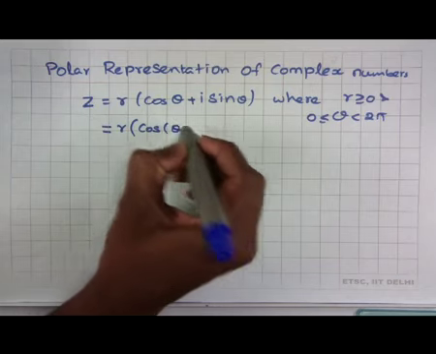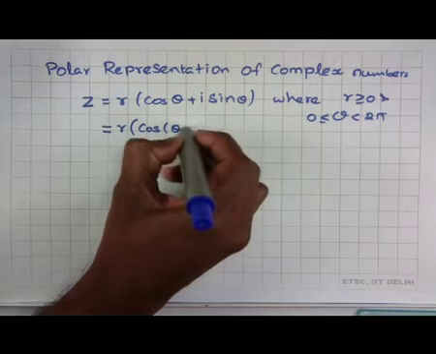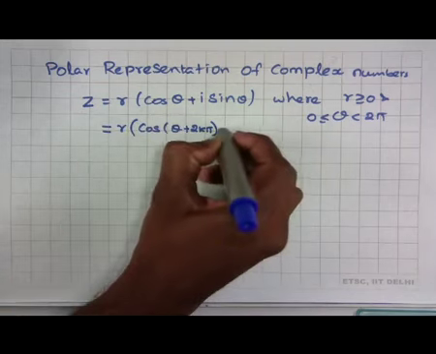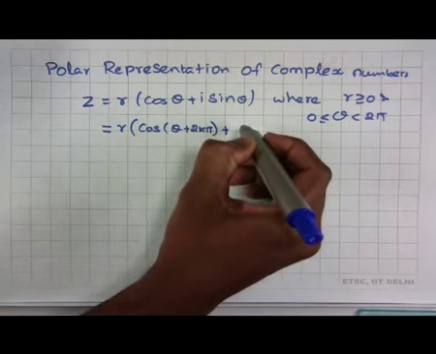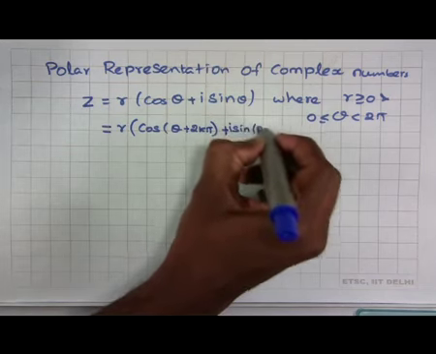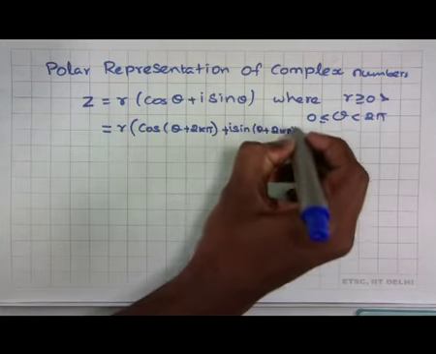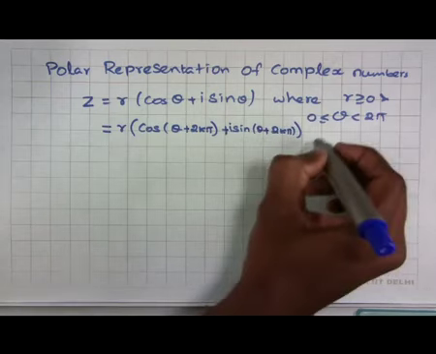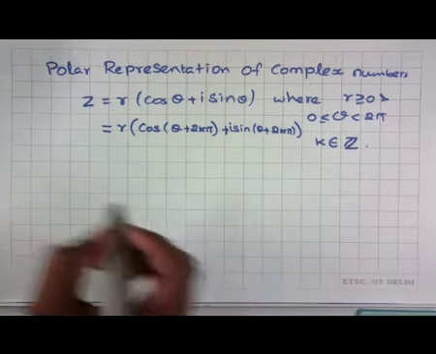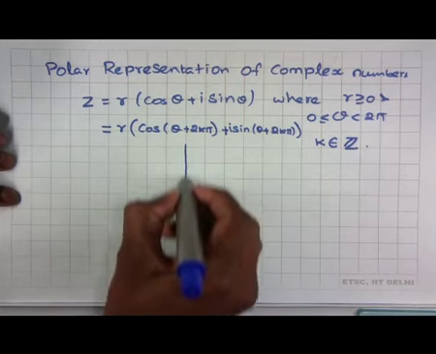because cos and sine are periodic functions with period 2 pi. Which means the same representation holds for different theta values, where the argument is theta plus 2 k pi, where k is some integer. Let us try to see again a simple example.